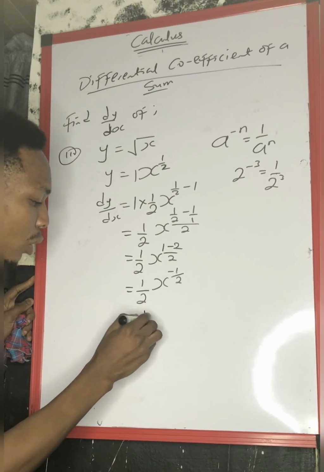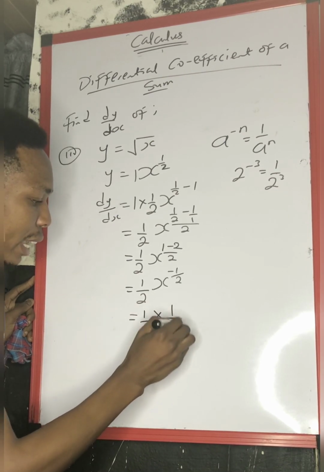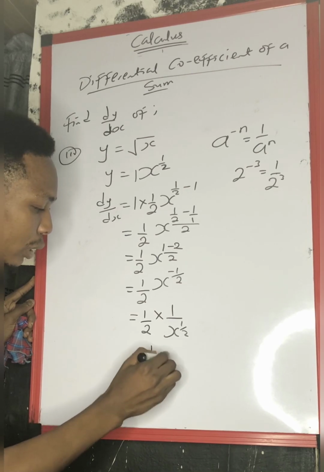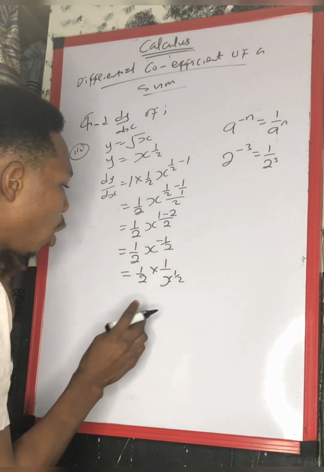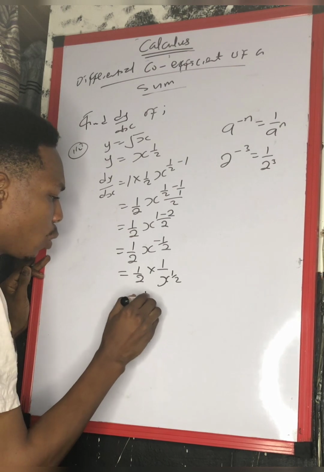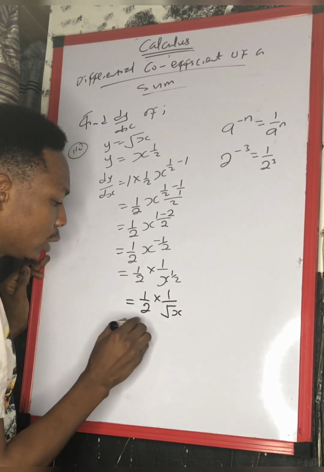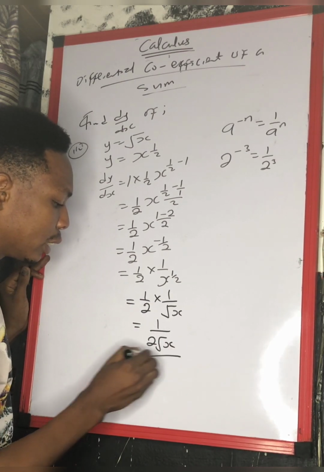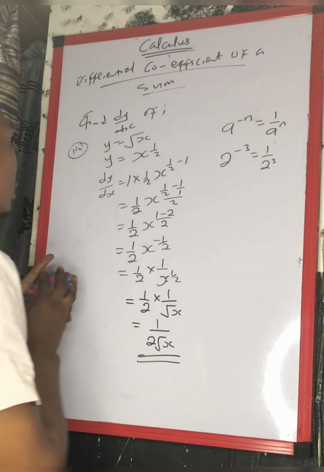This is 1 over 2, then times 1 over x^(1/2). So we give 1 over 2 times 1 over, so from there it becomes 1 over 2 times 1 all over root x. So from there, 1 times 1 is 1 all over 2 root x. So that is the answer. So let's move down to the next one.